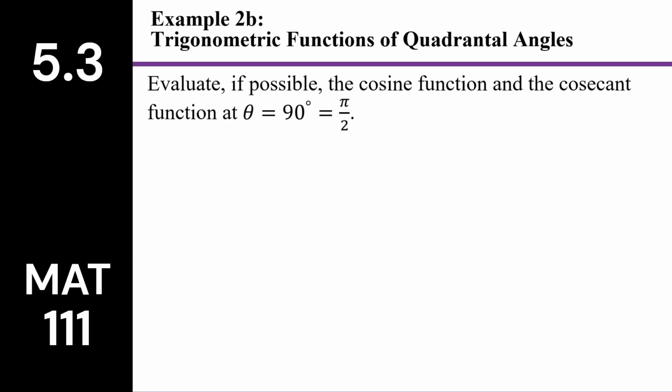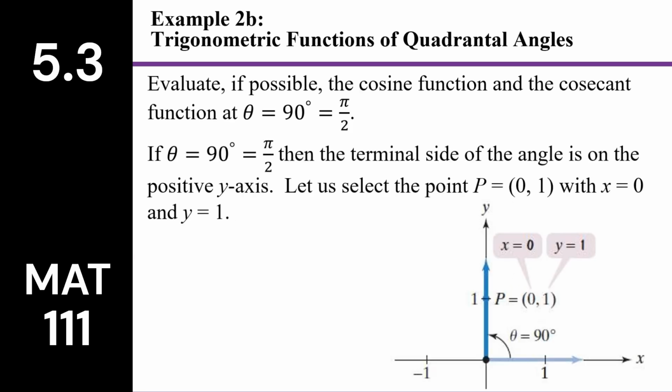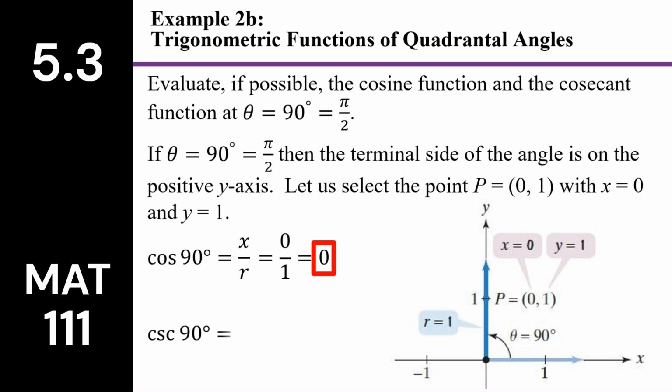If theta equals 90 degrees, then we can use any point that is in the positive direction of the y-axis. So we'll go up 1 unit to the point (0, 1). Notice that r is again 1 unit, so we have our x, y, and r, so we can find the cosine of 90 degrees. x over r is 0 over 1, which reduces to 0. Then we find the cosecant by placing r over y, so that's 1 over 1, which reduces to 1.